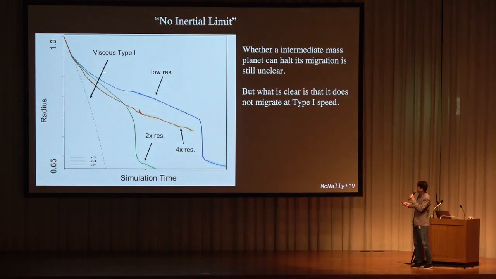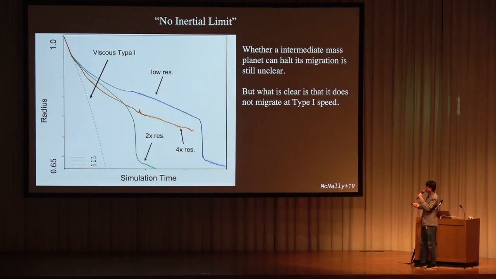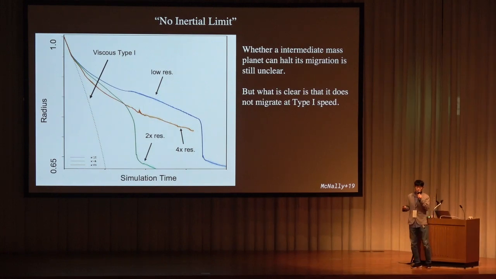Here is a simulation of a planet that is supposed to be undergoing feedback. Over here, this dashed line is what it would have done in physics if it were moving at physics type 1's rate. And over here, these three lines are basically the same simulation with different resolutions. And you see that the planet is stalling, but then something happens here. It falls, and you don't get the same answer when you change resolution.